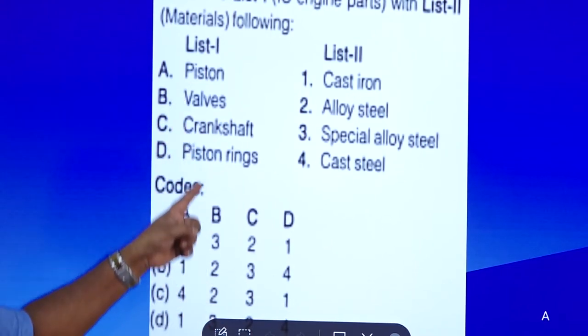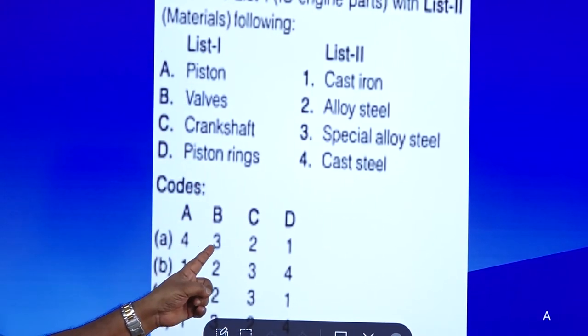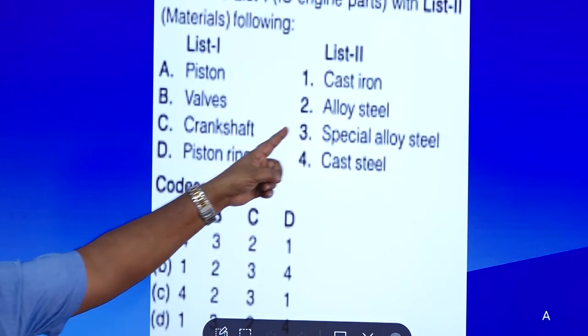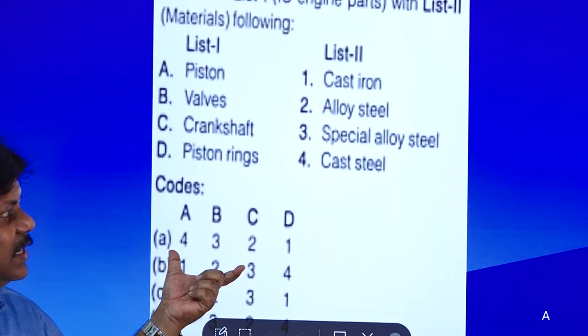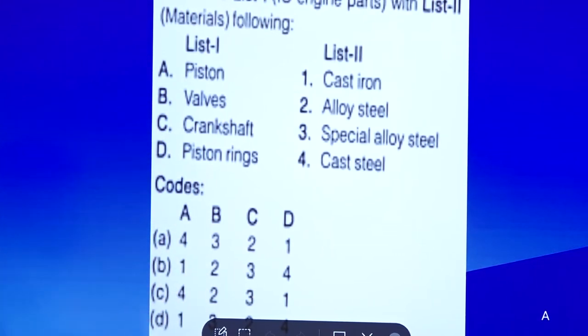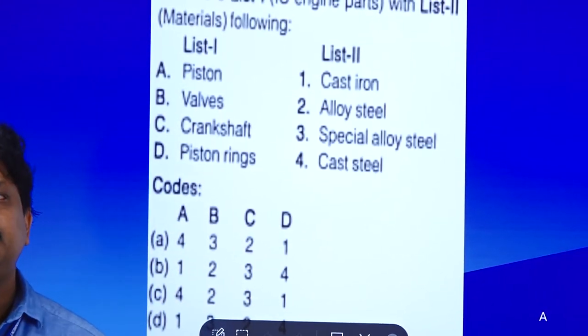So, for B, the answer is 3. So, 4, 3, and a crankshaft is made up of some alloy steels. So, 4, 3, 2, 1. So, the answer is A. So, how will you identify the valves? This will also be a question.